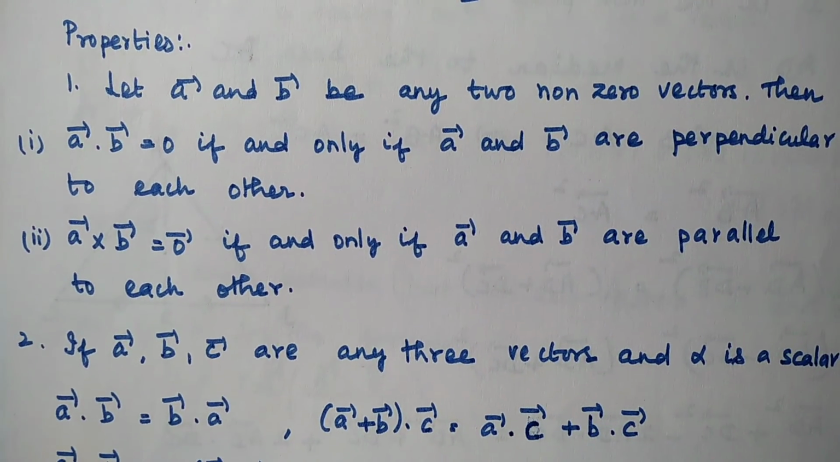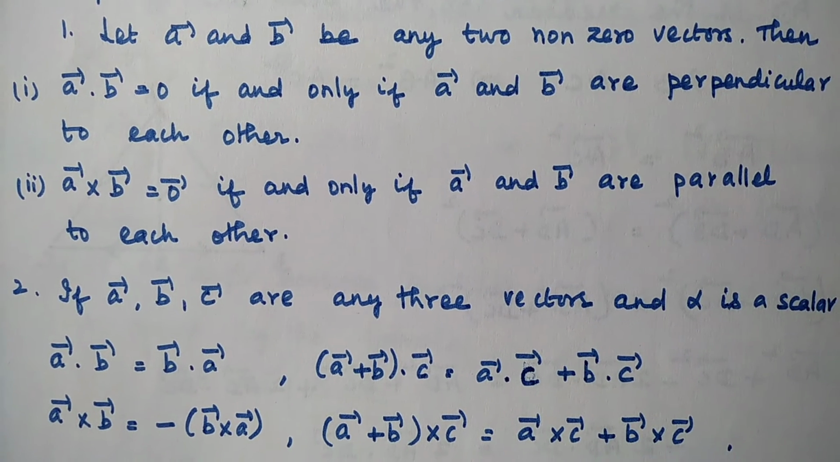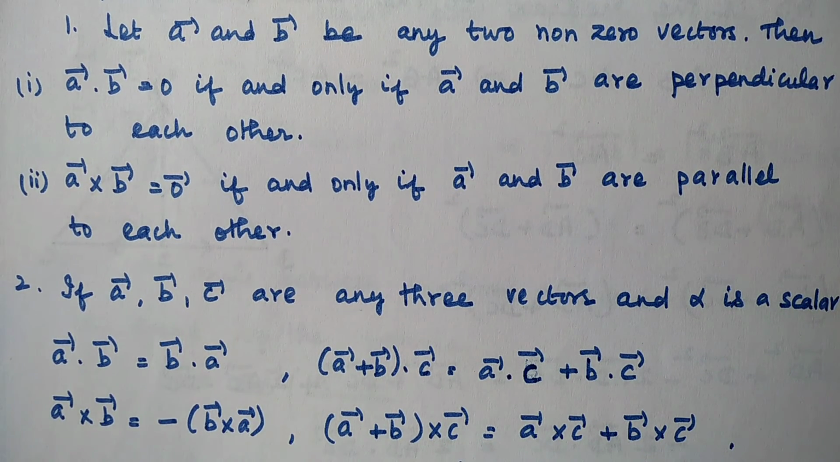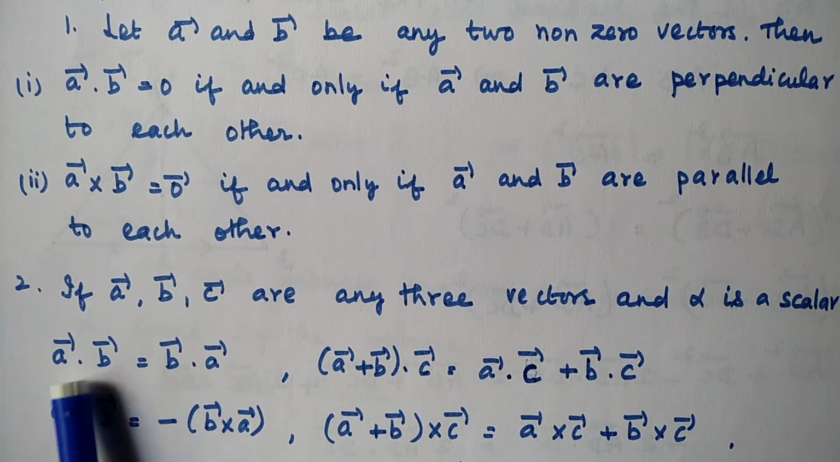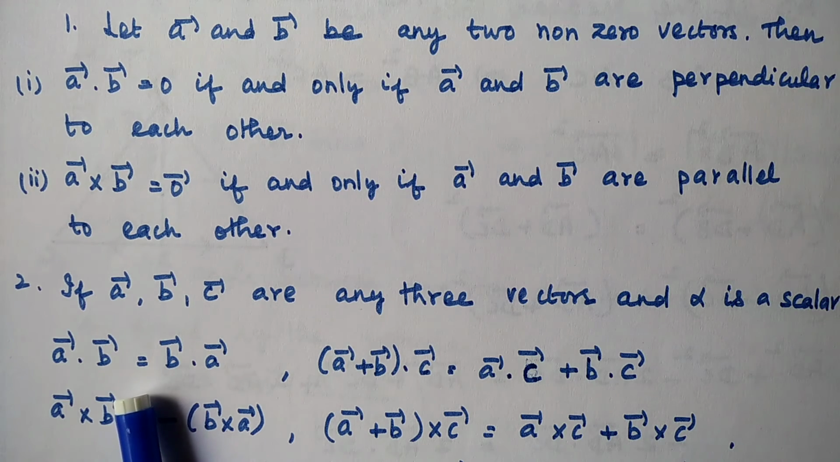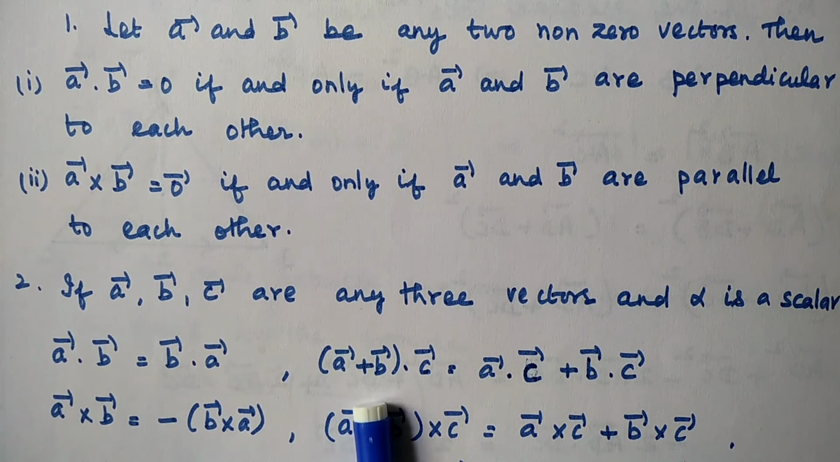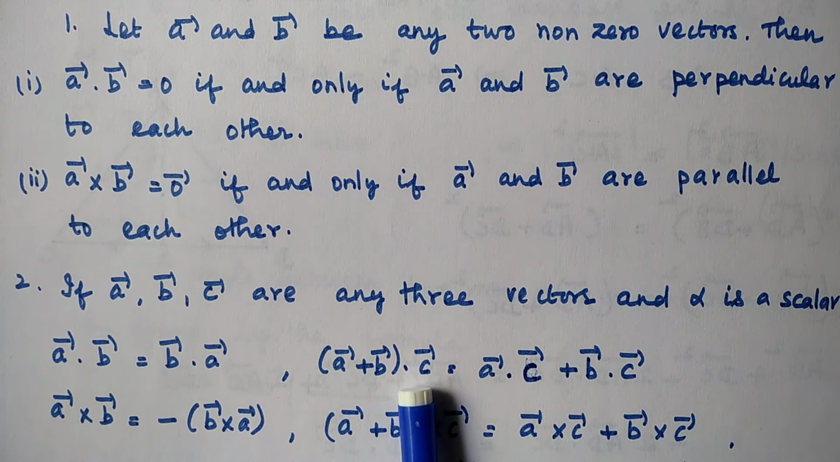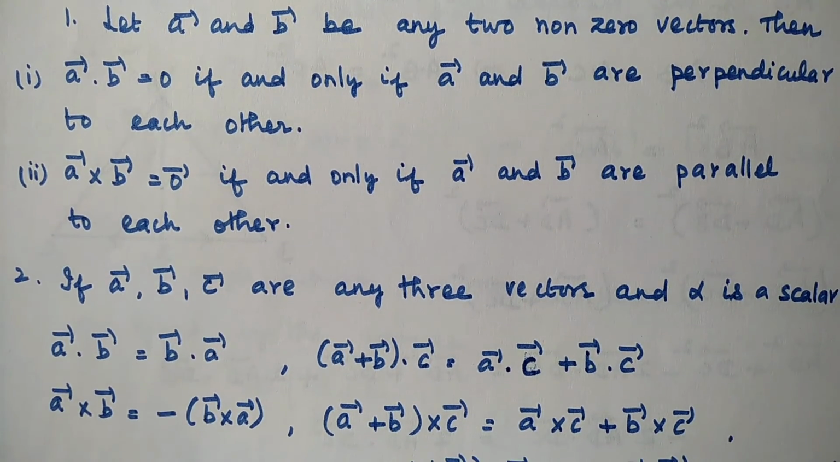If a vector, b vector, c vector are any three vectors and alpha is a scalar, then a vector dot b vector is equal to b vector dot a vector. Dot product is commutative. a dot b, b dot a are both equal. (a vector plus b vector) dot c vector is equal to a vector dot c vector plus b vector dot c vector. a vector cross b vector is equal to minus of b vector cross a vector.